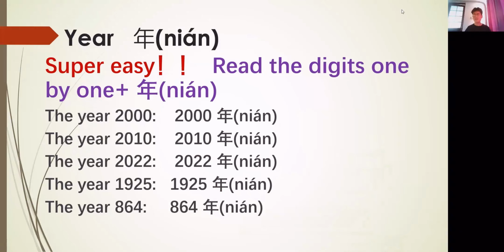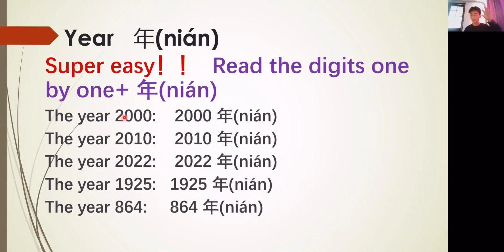So in Chinese, it is very easy, super easy, because we just need to read these numbers one by one. But don't forget to put 年 at the end, because 年 means the year, right? So now I've given you some examples here. So now let's have a look. The first one is the year 2000. In English, we say 2000. But in Chinese, it's very easy. Just read these numbers one by one.